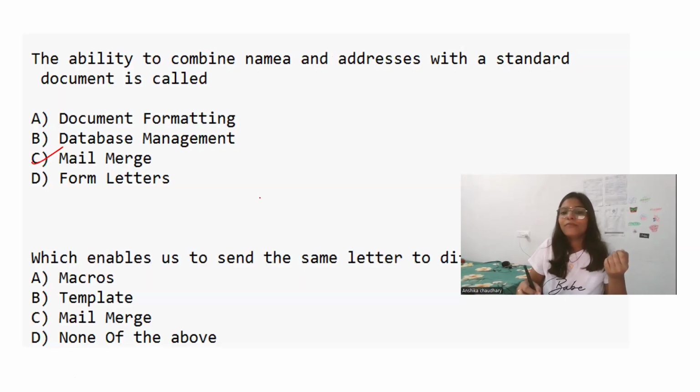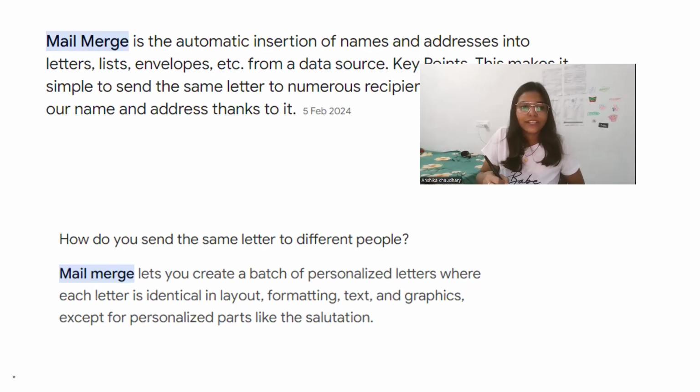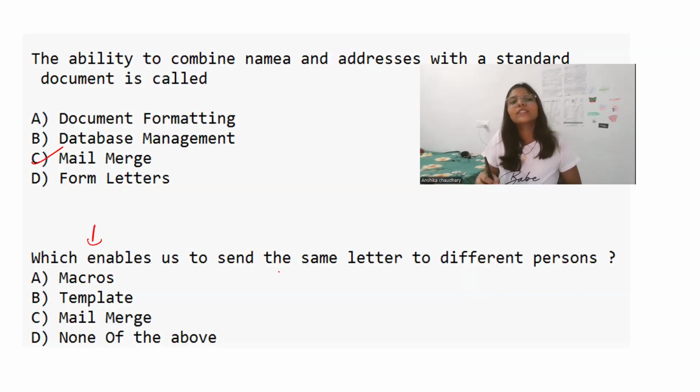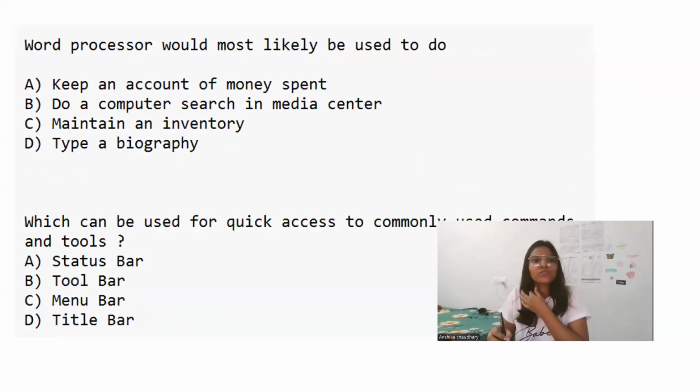Whenever you see that in our colleges, in our organization, a particular mail that is the same for all will be sent in one go only. So mail merge will be used at this particular time, right? Let's move on to the next question: which enables us to send the same letter to different persons? Same question again, asked in a different way. So mail merge is the option only. Let's move on to the next question.